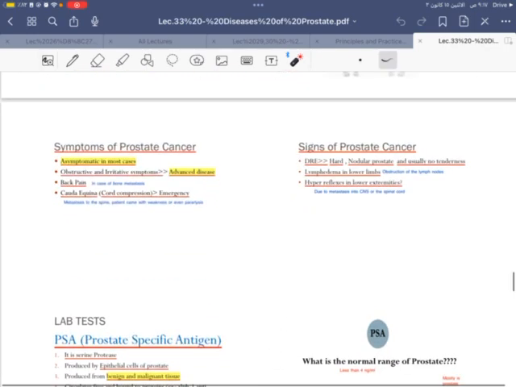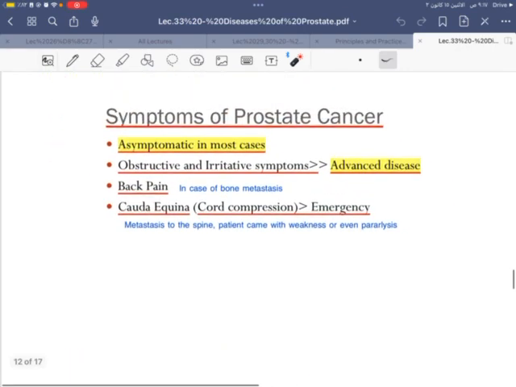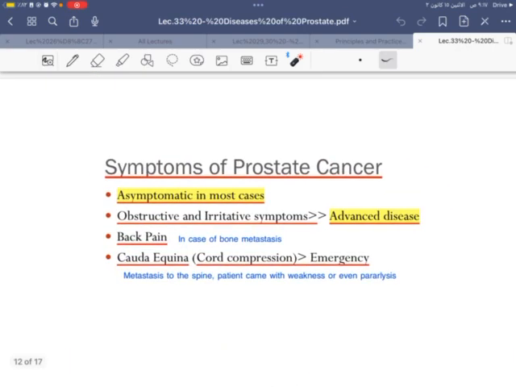Symptoms of prostate cancer: usually patients are asymptomatic in most cases. But they can have obstructive and irritative symptoms once the patient has advanced disease, due to back pain, bone metastasis, and cauda equina syndrome due to spinal cord compression, which is considered an emergency due to metastasis as well.